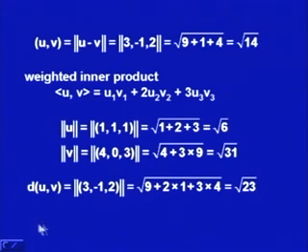Now, the distance between u and v on this weighted inner product is the norm of (-3, 1, 2), and this comes out to be 3 into 3 plus 2 times 1 into 1, that is 1, plus 3 times u3 v3, that is 3 times 2 into 2. So, it is 4, and this comes out to be square root of 23.